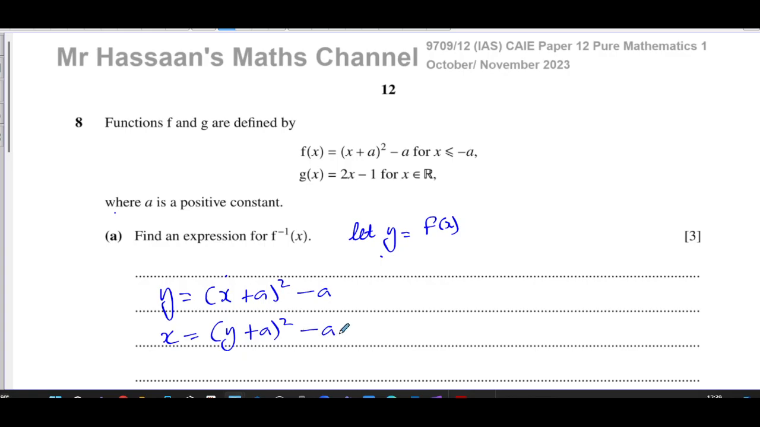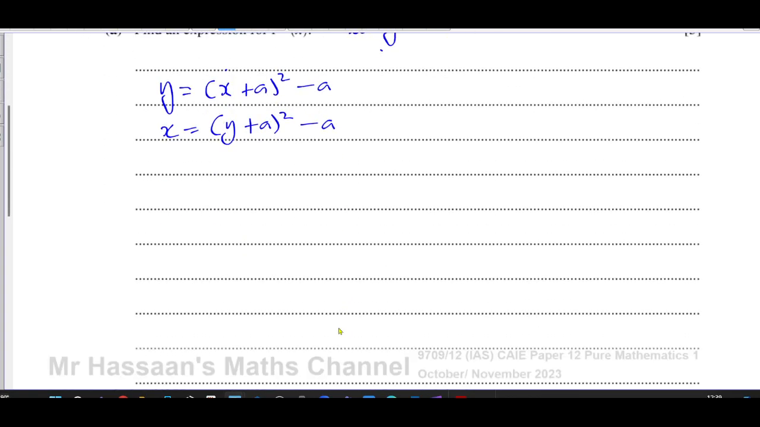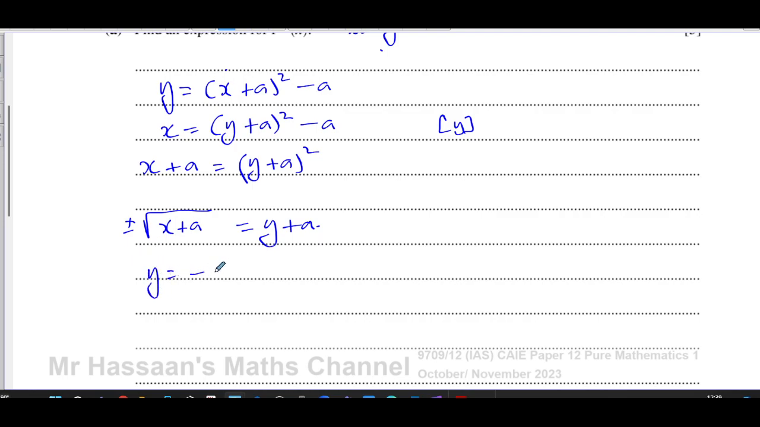And now I'm going to make y the subject of the formula, and then that will be the form of my inverse. So I'm going to add a to both sides, and then take the square root of both sides. For now, I'm going to write plus or minus square root, and when I write it as a function, I will decide what to do because I can't have both of them. I'm going to subtract a from both sides. So I end up with y equals negative a plus or minus the square root of x plus a.